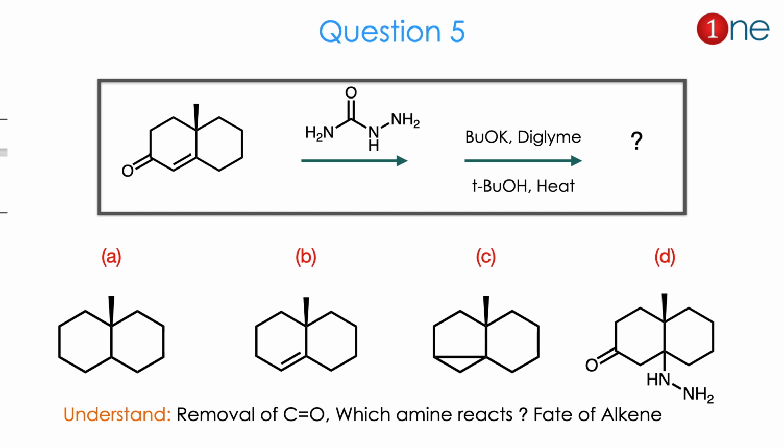Here 4 products are given. The real question in the products is what happened to the double bond there. In the product there is a possibility of CO removal also, and direct substitution of hydrogen. So the question is really about the removal of CO, or which amine reacts, or the fate of the alkene.